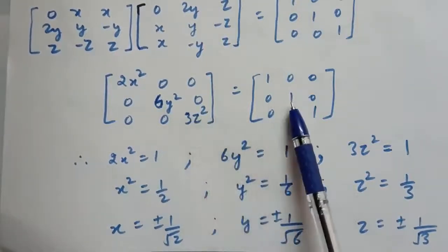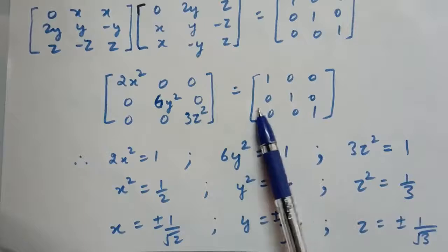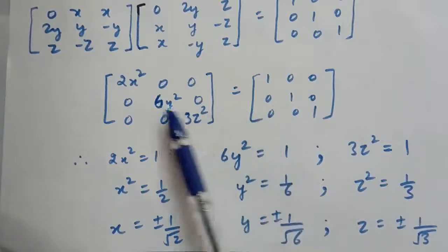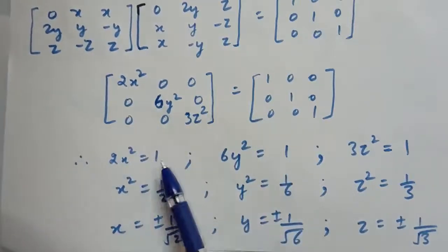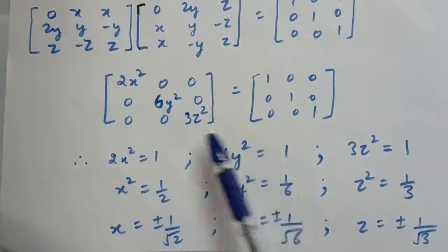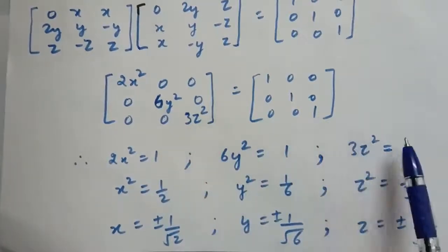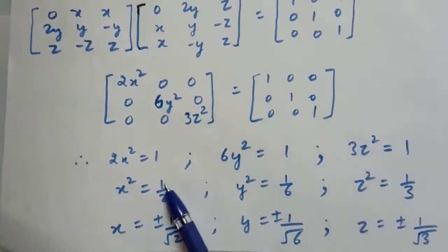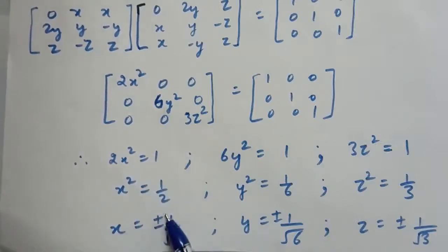Now this is equal to the identity matrix, therefore corresponding elements will be equal to each other. So 2x square is equal to 1, 6y square is equal to 1 and 3z square is also equal to 1. From here you will get x as plus minus 1 by root 2. From this y is equal to plus minus 1 by root 6 and z is plus minus 1 by root 3.